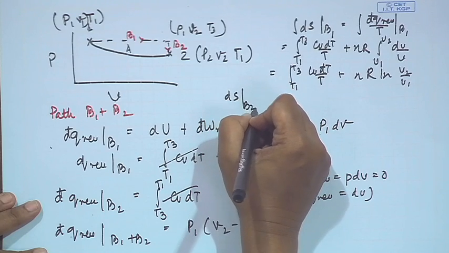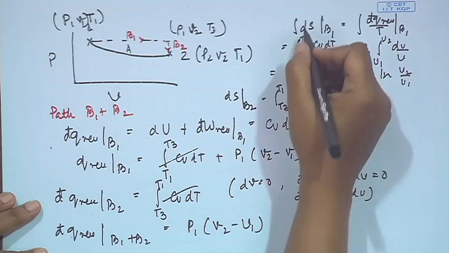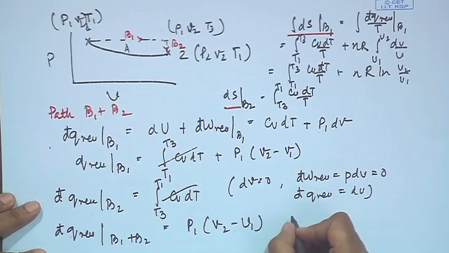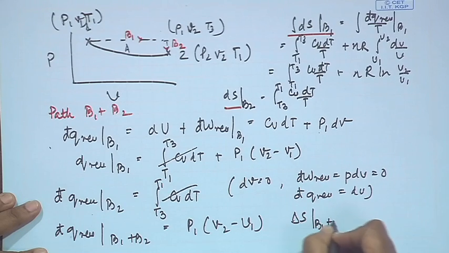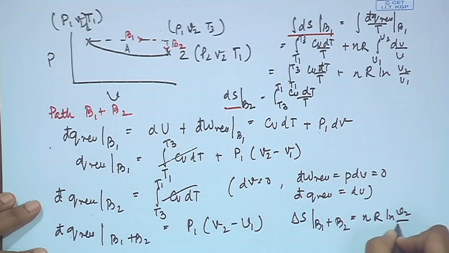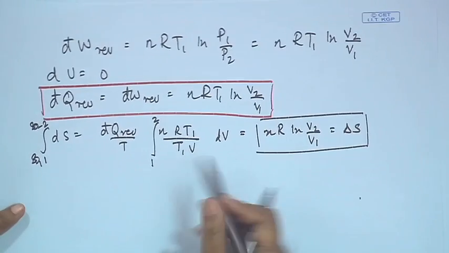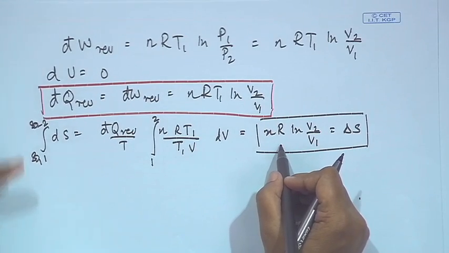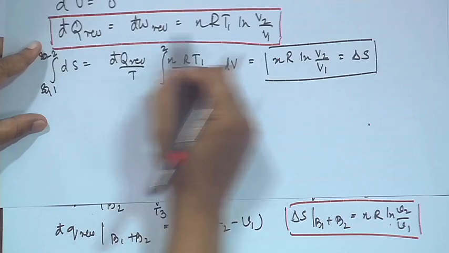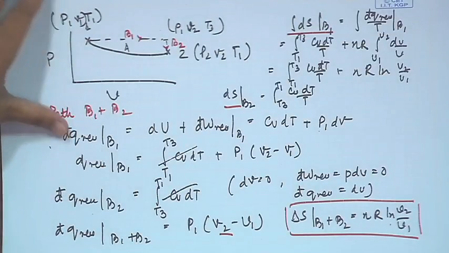What is dS along B2, tell me? This is nothing but integral T3 to T1 Cv dT by T. Now, add this dS and this dS to get the delta S along path B1 plus B2. This equals nR ln V2 by V1. Compare this with the delta S that you had obtained for an isothermal process. You find that the delta S for both cases is the same, but the dq for this process and the dq for that process are not the same.